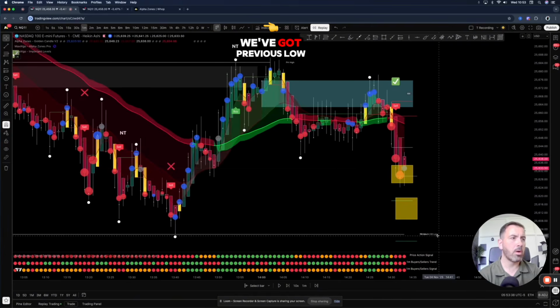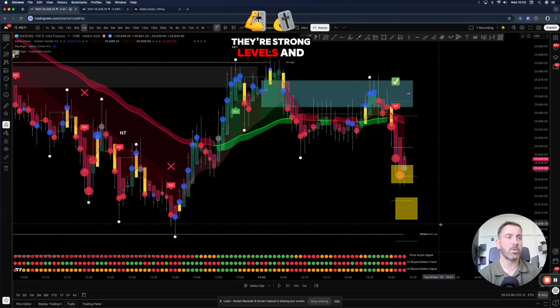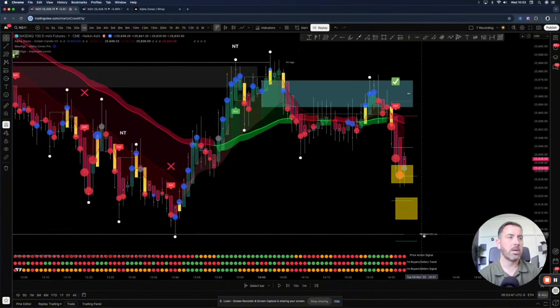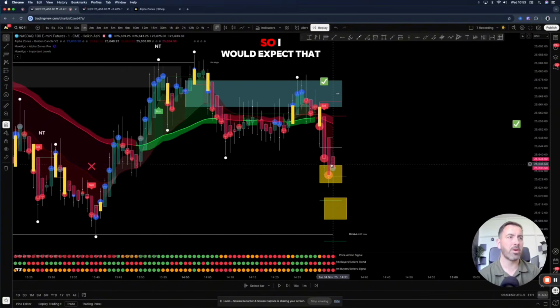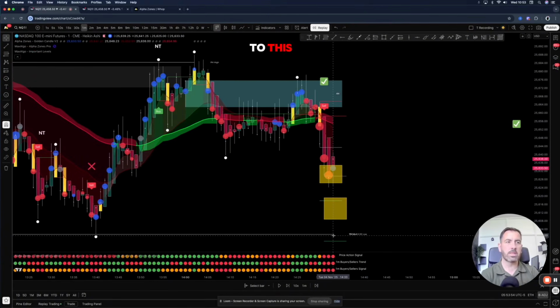Here we've got previous low and a previous 4-hour low. These are really important. They are strong levels, and that is going to be a draw for price. We're going to have orders here. They're going to want to be filled. So I would expect that there's a good reason for it to go through to this. So it's not about going to this level, and it's not about targeting this level.